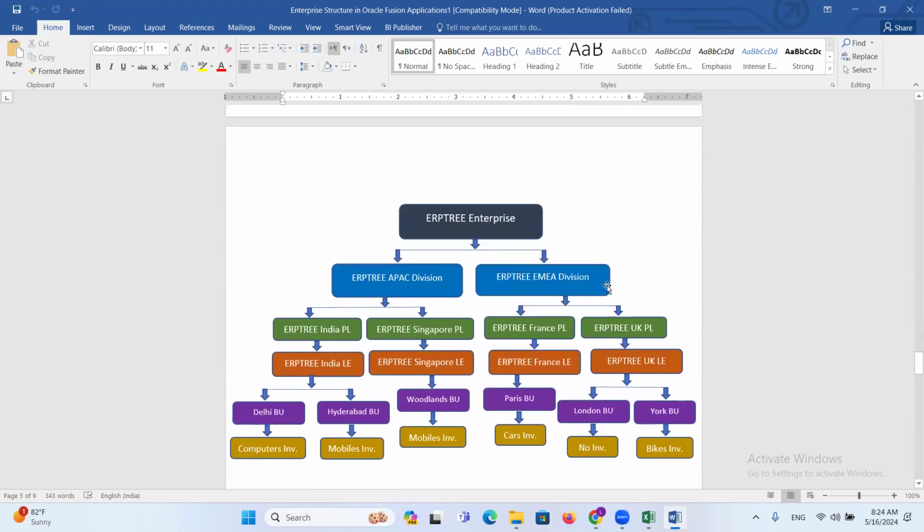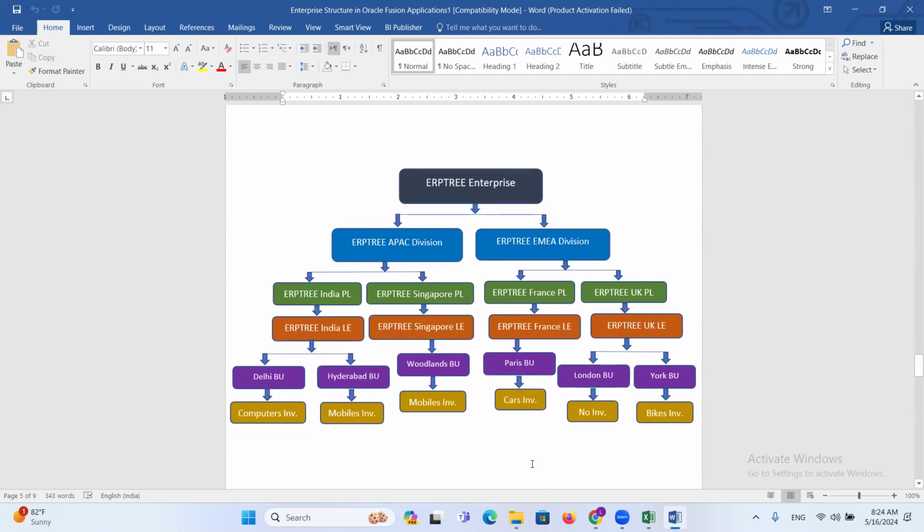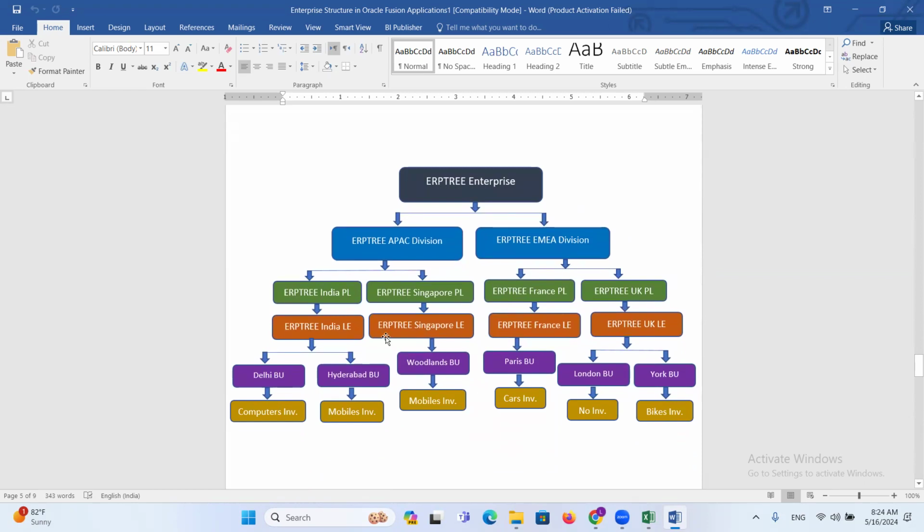Now, take the example where the client is operating the business in four countries: India, Singapore, France, UK. In these four countries, they have four separate registrations, so four separate legal entities: India, Singapore, France and UK legal entities. India and Singapore fall under the APAC region, so they are taking them as the APAC division, and France and UK as the EMEA division, the EMEA region.